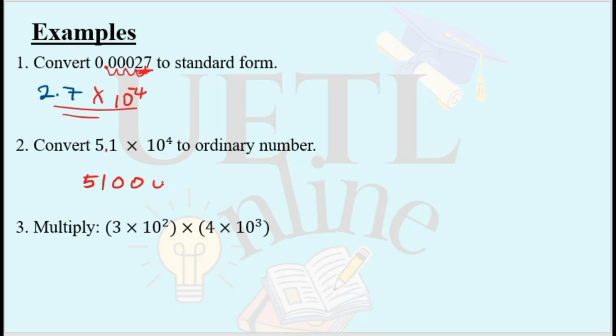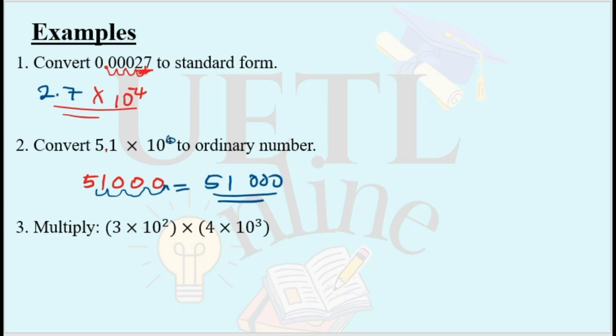This means that the comma is moved from here, right? It's going to be 1, 2, 3, 4. This is the meaning of this 4. So this means that our answer is going to be 5, 1, 0, 0, 0. This is going to be our answer. Okay, let's go to the next example.